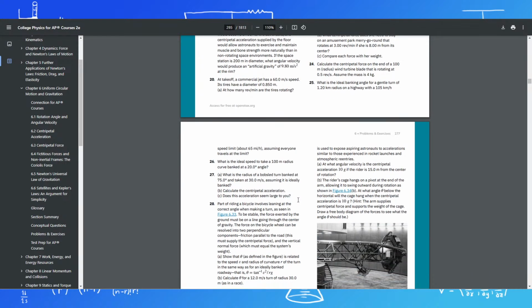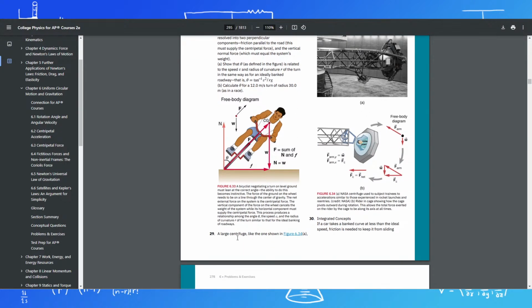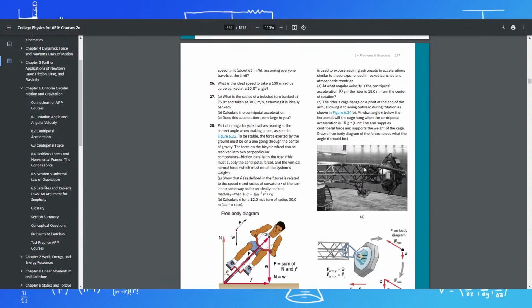Okay, and then the other one was 29. What is going on with 29? A large centrifuge like the one shown in figure 6.34A, okay, this drawing over here, is used to expose aspiring astronauts to accelerations similar to those experienced in rocket launches and atmospheric re-entries. At what angular velocity is the centripetal acceleration 10g if the rider is 15 meters from the center of rotation? Okay, so past me did not skip this for some reason.